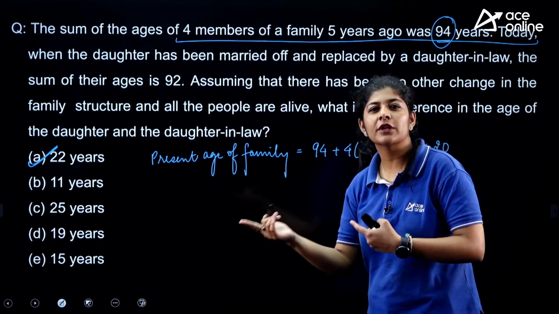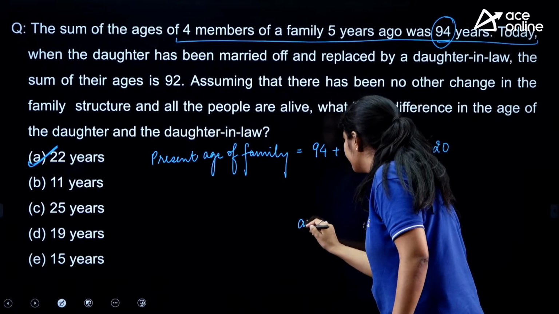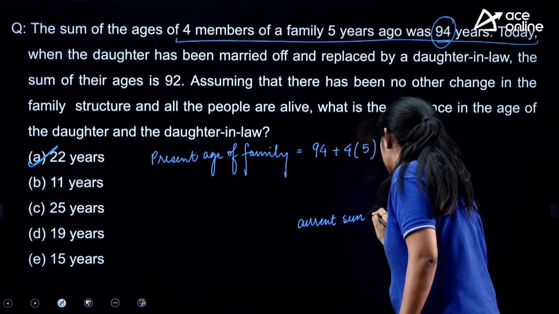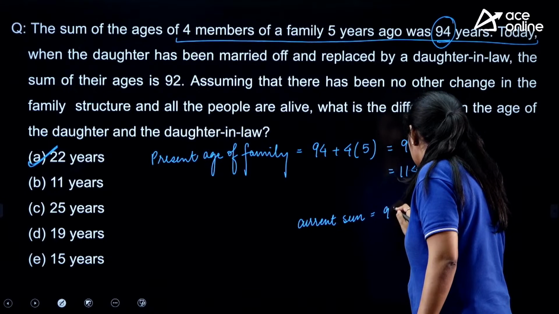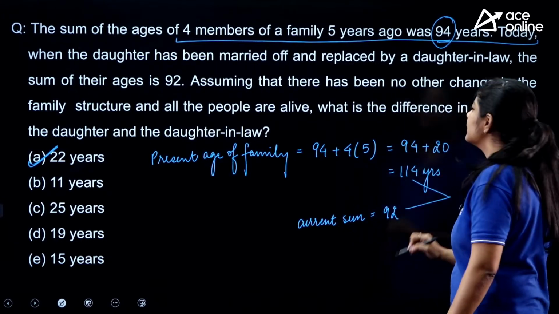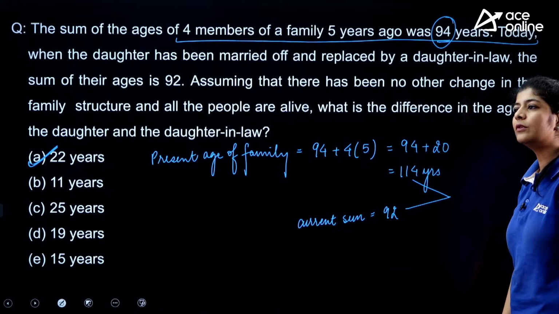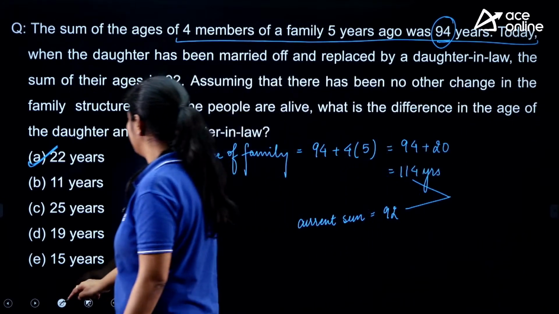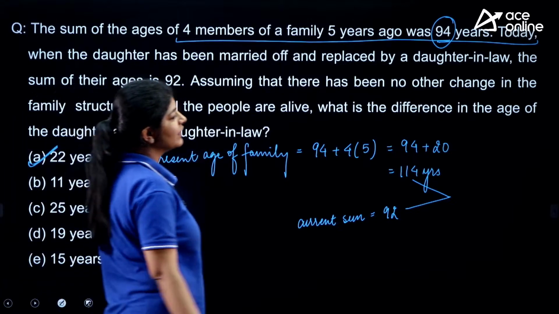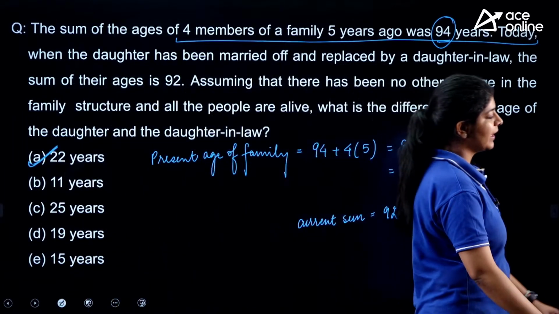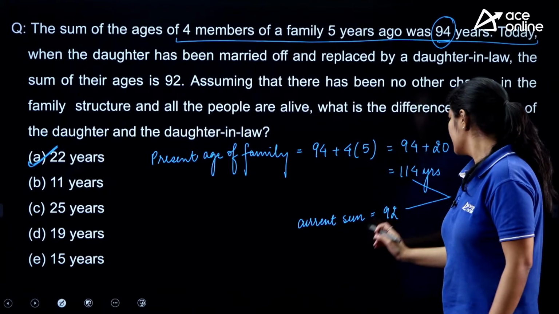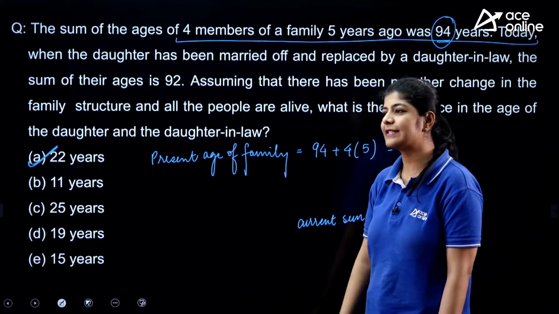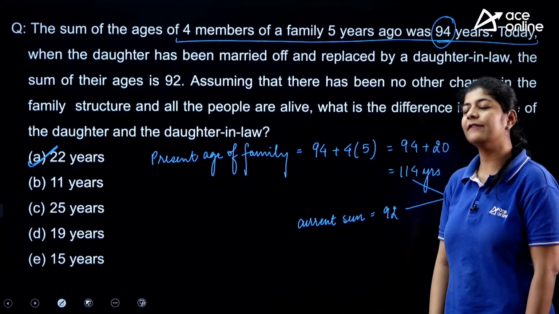But the question says that right now, because of the exchange of the daughter and the daughter-in-law, the current sum is 92. All we have to do is simply calculate the difference. And the difference we are getting is 22 years. Option A is the correct one. Very good, Radhe, very good.